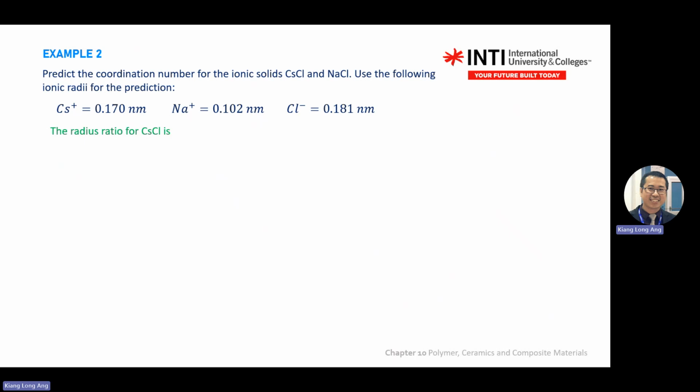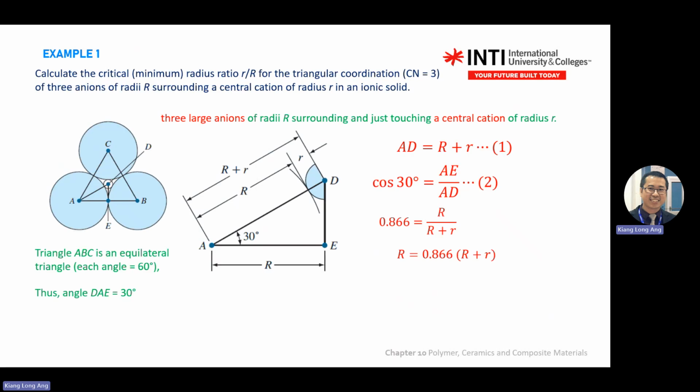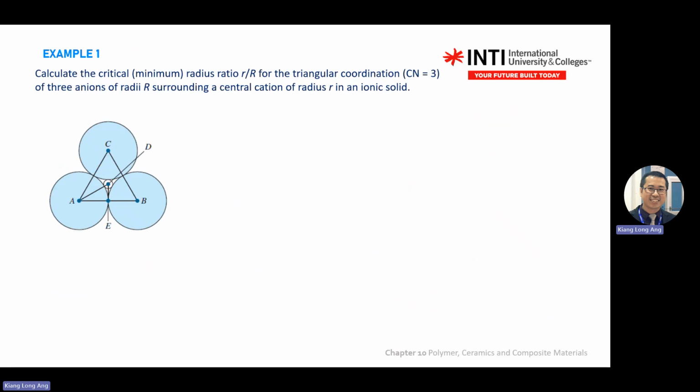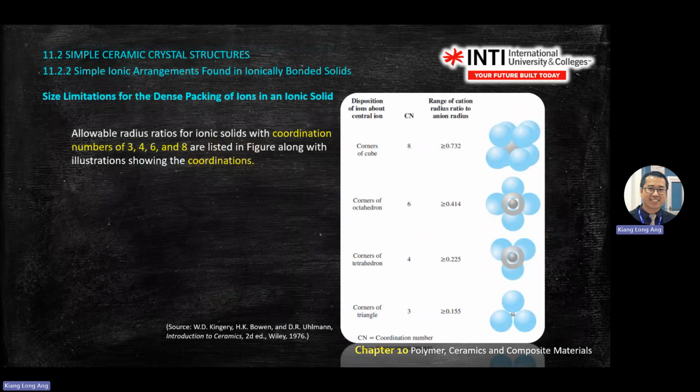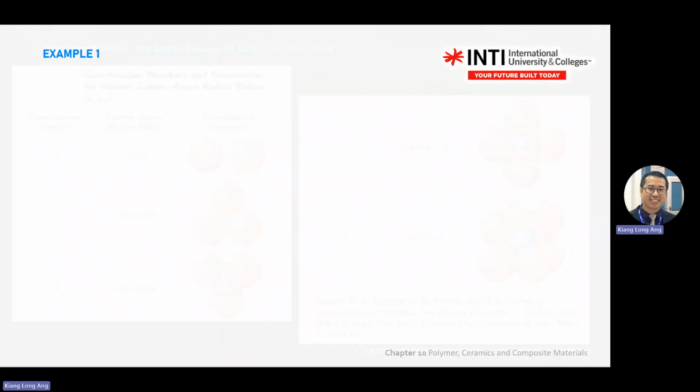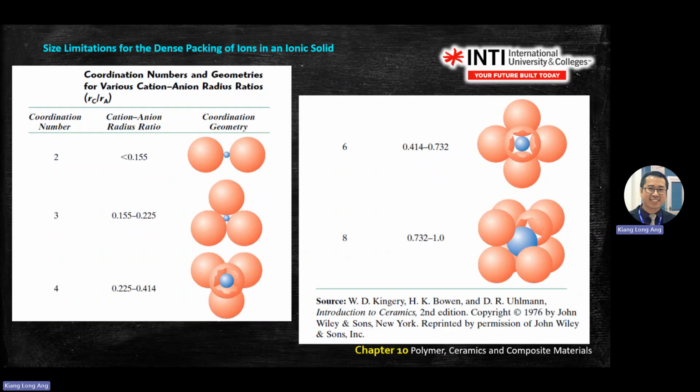Only 4. Yeah. 4 numbers: 0.155, 0.25, 0.41, and 0.73. To have less than this number. Less than 0.155 is 2. Okay.